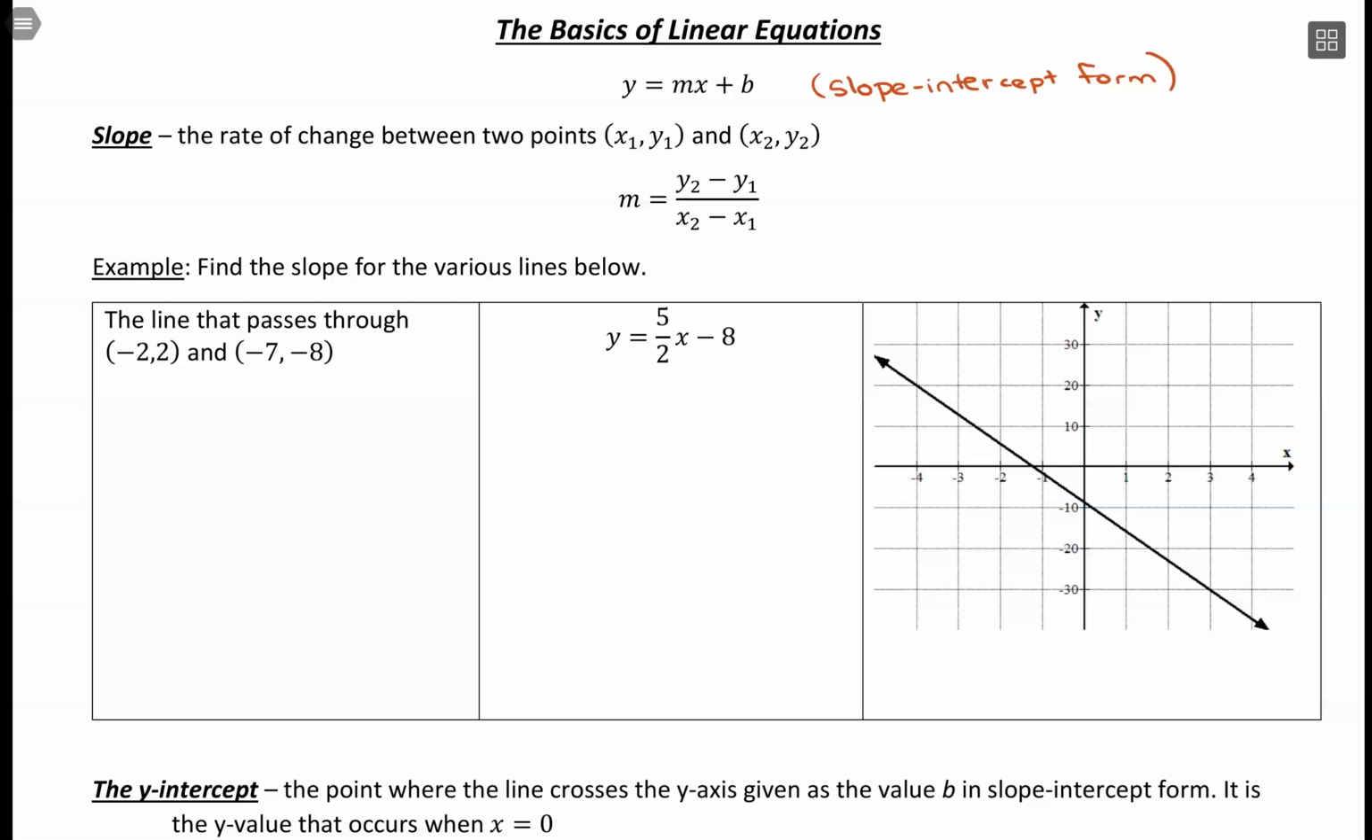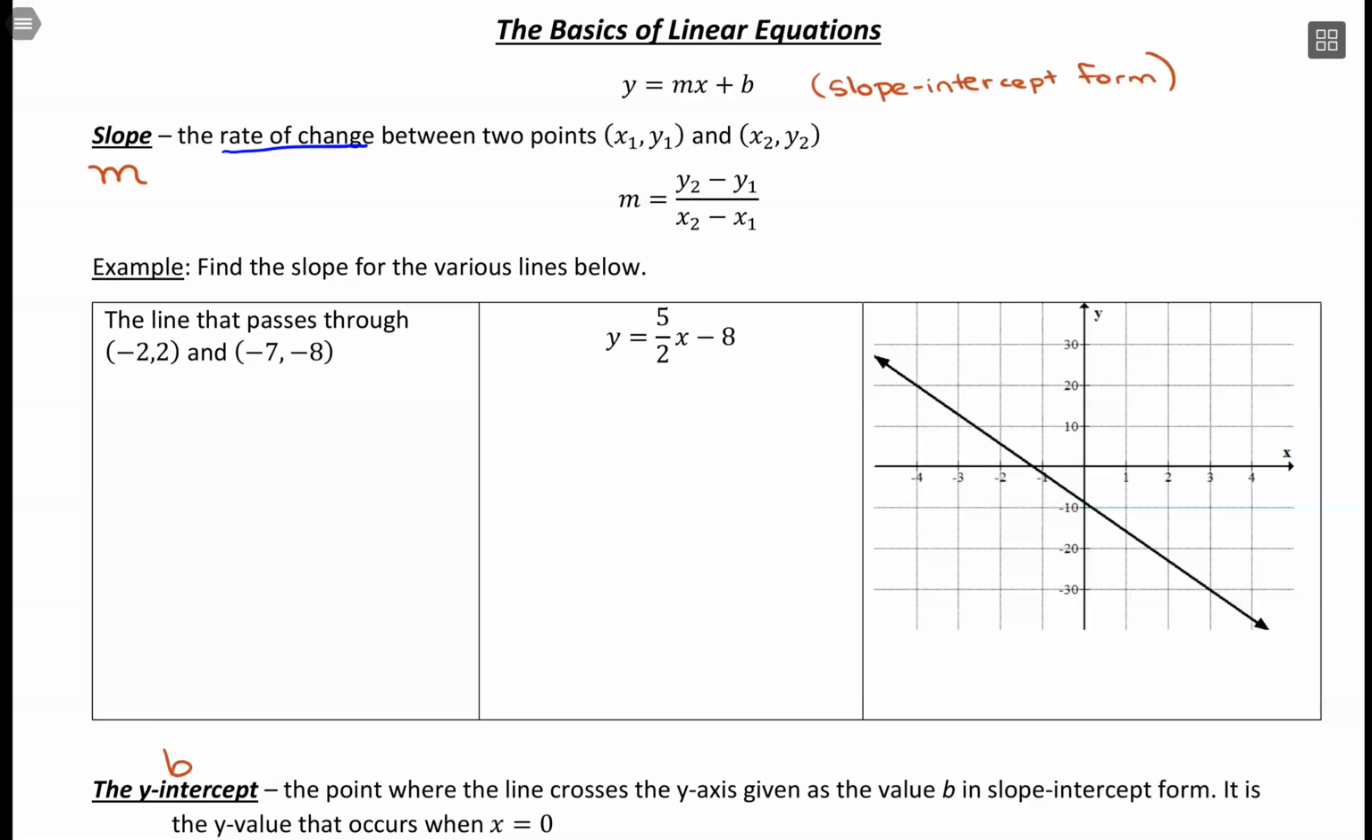So, slope-intercept form. Our slope is represented by the letter m in that equation. So we have our variable y, we have our variable x, and then we'll have these two numbers that we'll fill in the blank for. So m will be our slope, which will represent our rate of change between 2 points. And then b will be the y-intercept, which we'll talk about below there.